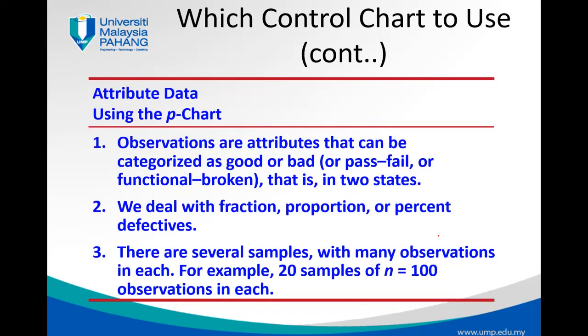For attribute data, you can use P chart. Observations are attributes that can be categorized as good or bad. We deal with fraction, proportion or percent of defects. There are several samples with many observations in each. So when we know the fraction, proportion or percentage, we can use P chart.